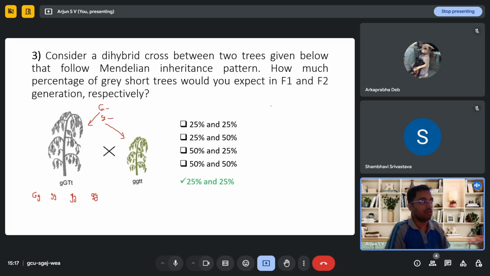So if you cross all of them, if you try to draw a Punnett square here, we'll just see how much percentage of trees will be only gray. So this will be gray and this will be gray.